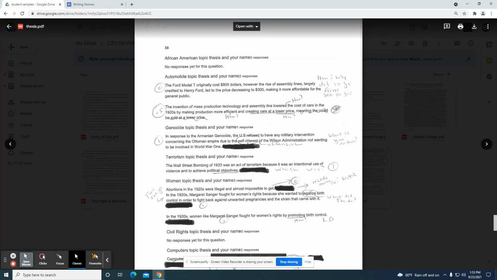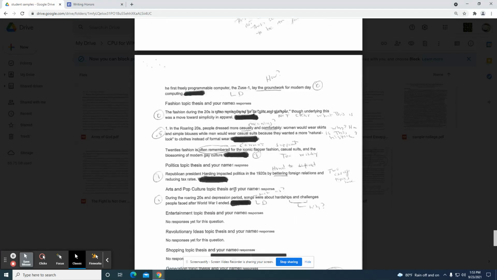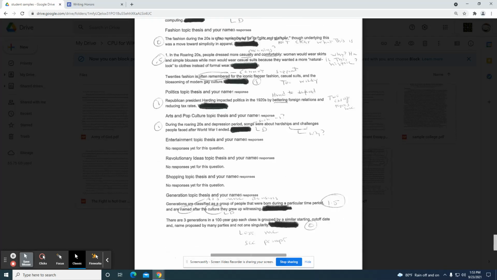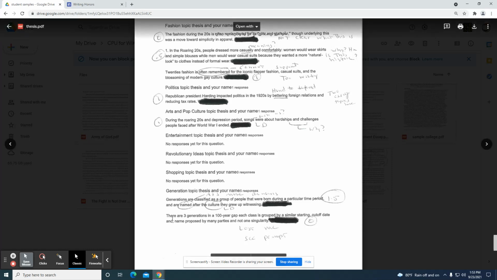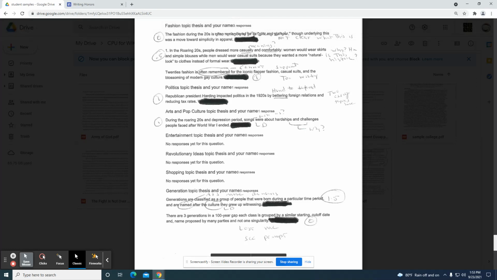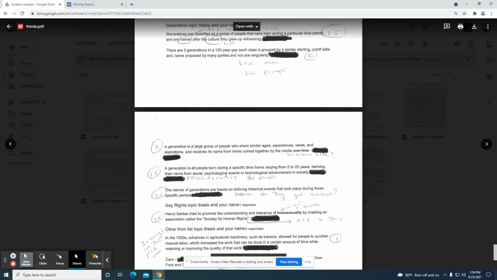Looking at these, I see a lot of pick one, which was, here we see an offensive claim. Three generation, 100 gap, each classified group, similar starting, cutoff date, and name proposed by many parties, and not one similar. I don't even know what this is about. Completely lost me, this thesis. I don't know where they're going with that. I still can't figure that one out.